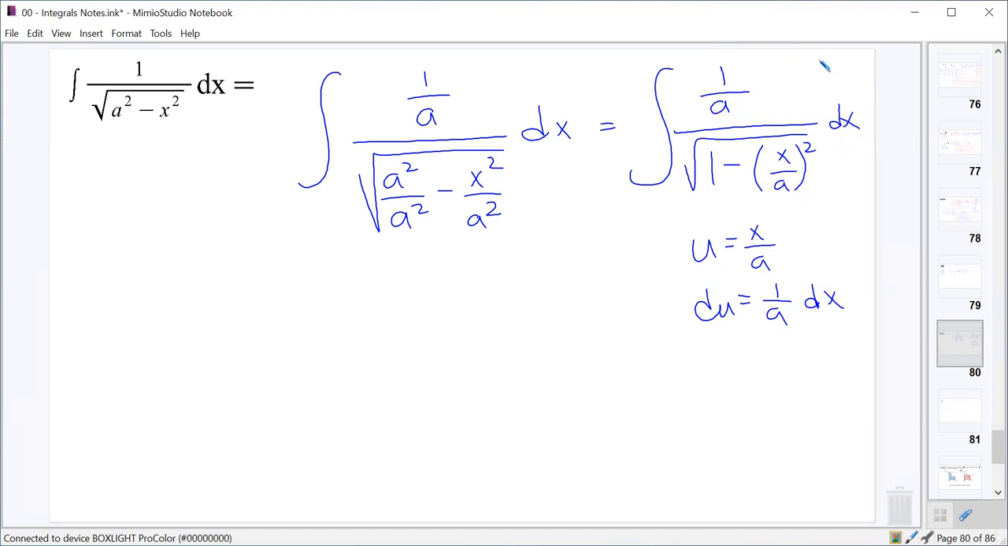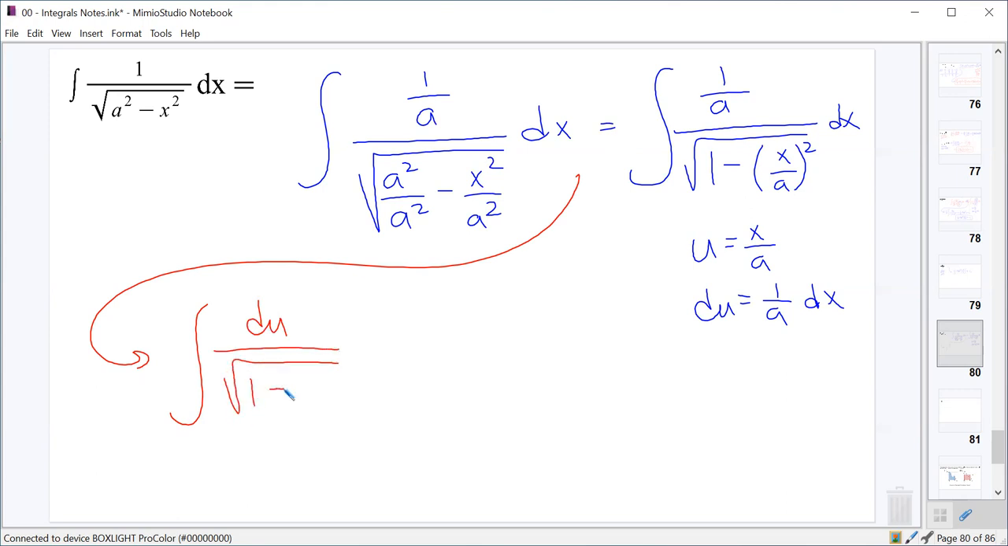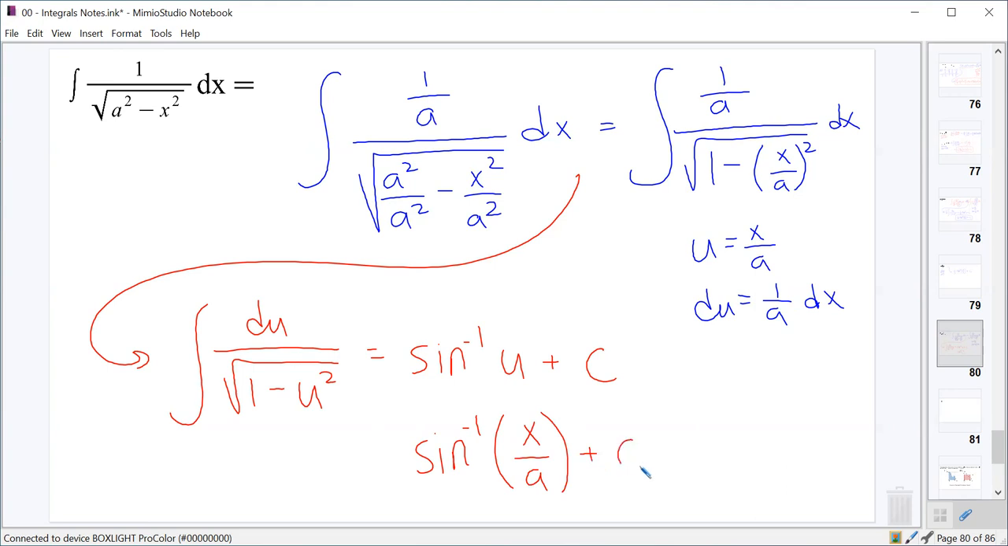So this will just end up becoming an integral of du over the square root of 1 minus x over a, or u, squared. And now this is just the exact same thing as the derivative of inverse sine. Our integrand is the derivative of inverse sine, which means the antiderivative should just be the inverse sine. And it's the inverse sine of u plus a constant, or the inverse sine of, what was u? It was x over a plus a constant.